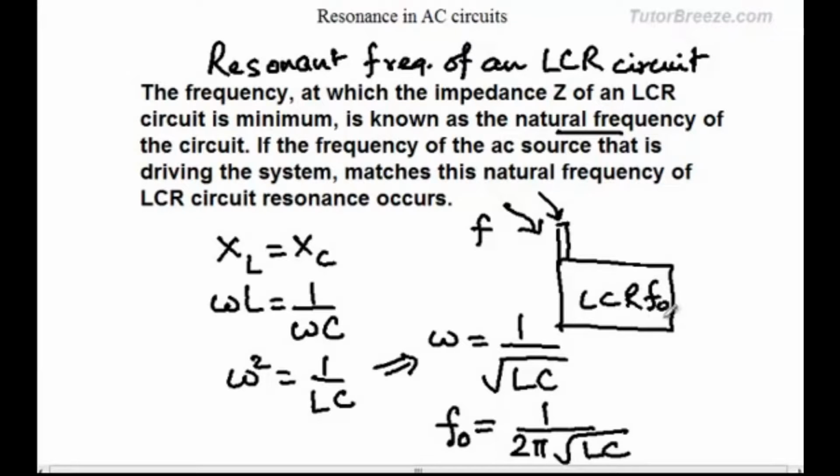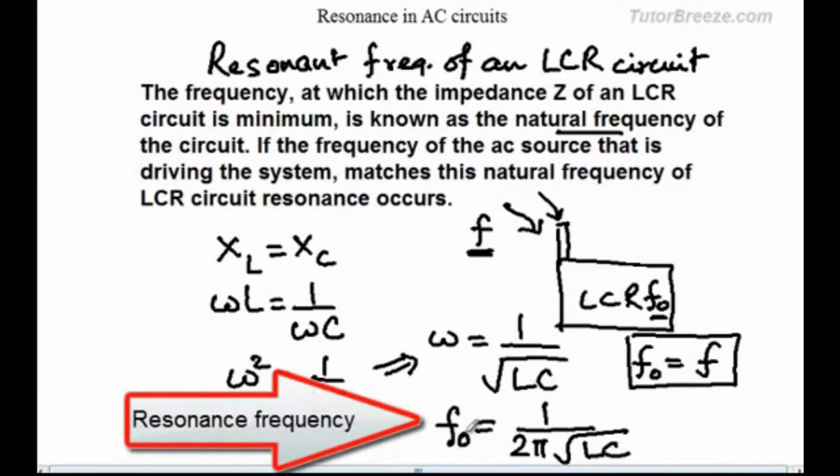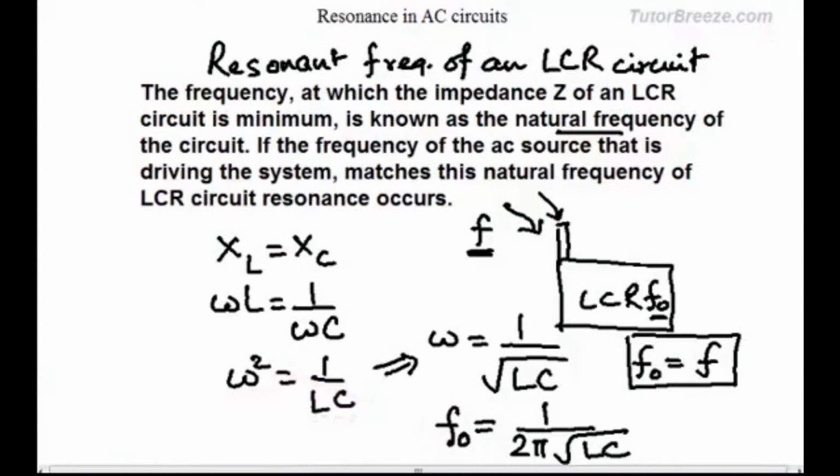So when the frequency of the LCR circuit F0 matches the frequency of the incoming waves, which is F, which means when F0 becomes equal to F, in that case resonance is said to occur and the current in the circuit becomes maximum. So you might have noticed that the resonant frequency F0 depends on the inductor and the capacitor, but it doesn't depend on the resistance of the LCR circuit. It is independent of the resistance.